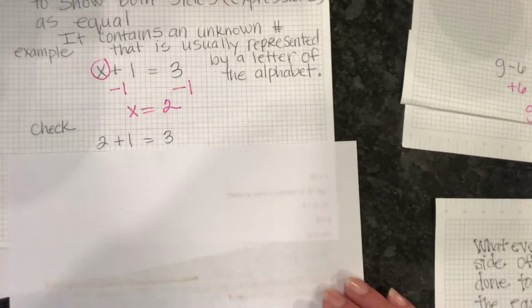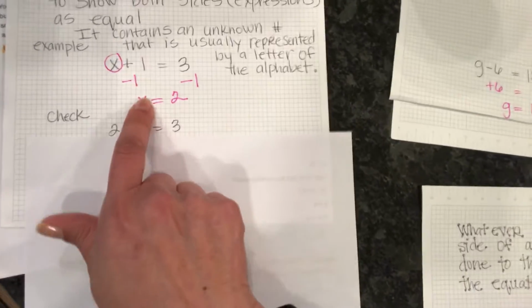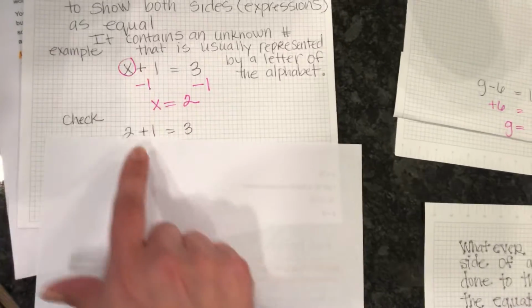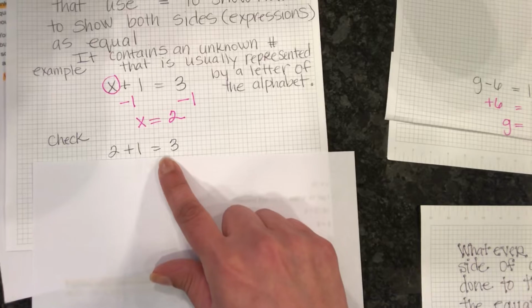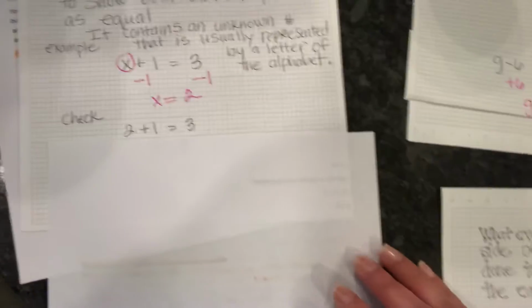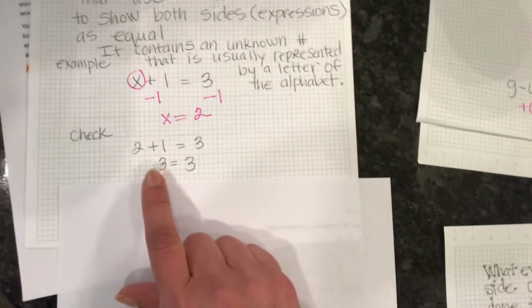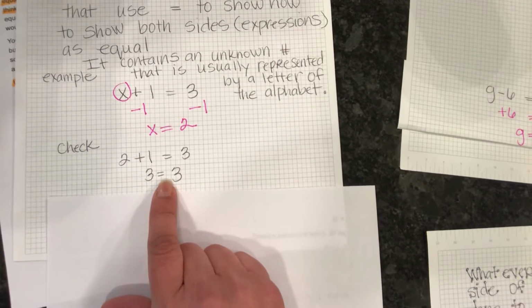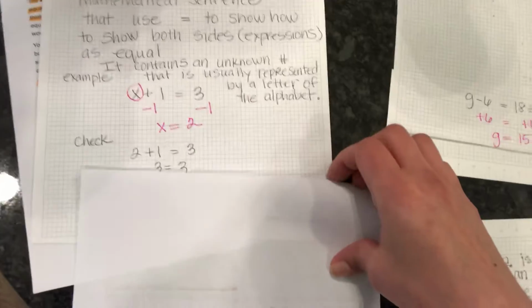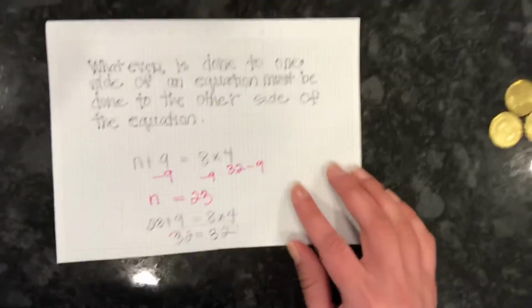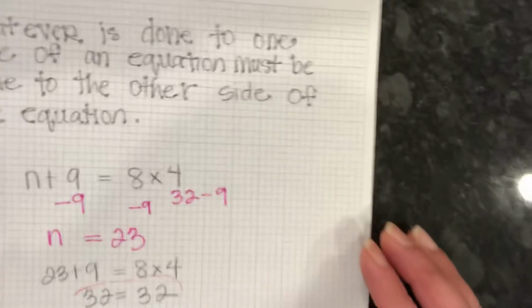Now we can check it. So we need to put the X, the number we found, in its place. So 2 plus 1 is equal to 3, because that's what we started with. So we see now that it's correct, because 3 is equal to 3, according to what we found for X. So that matches. So whatever is done to one side of an equation, we also have to do to the other side of the equation.